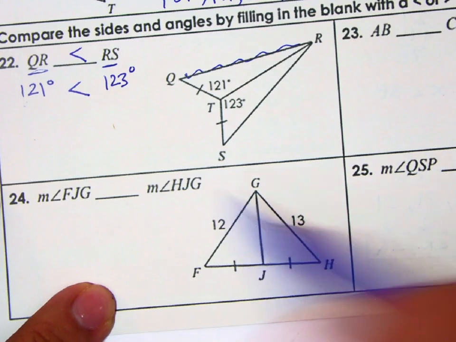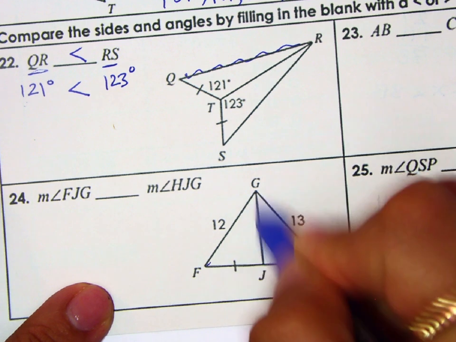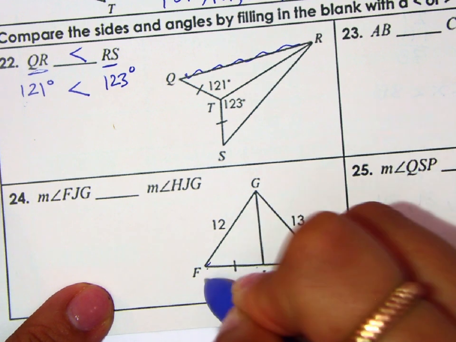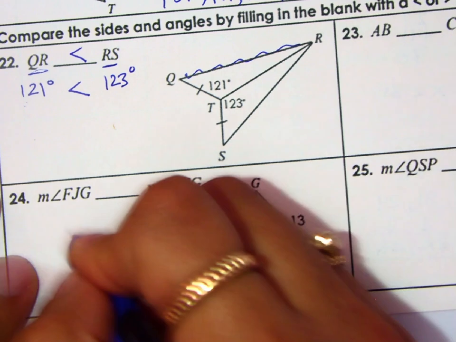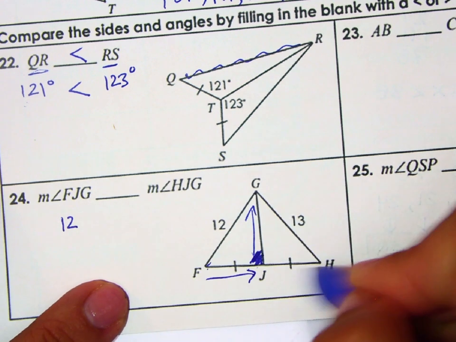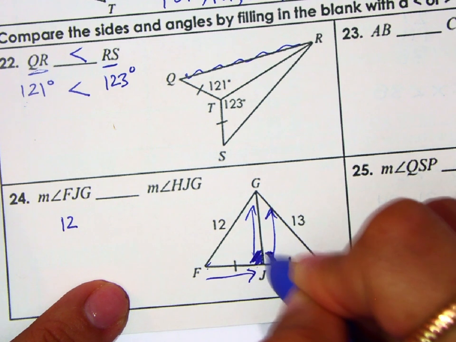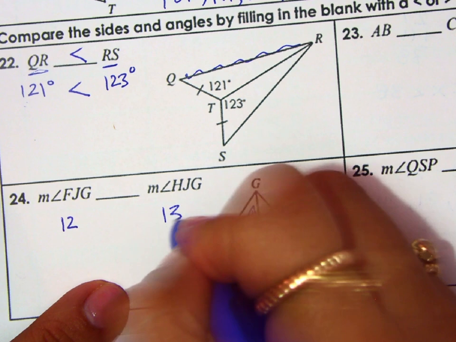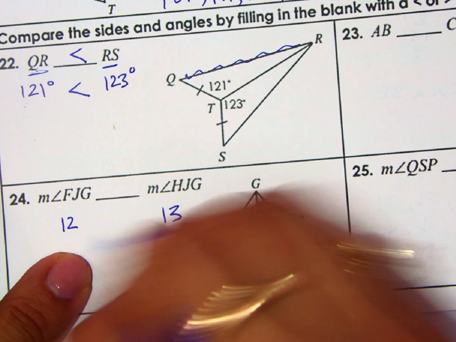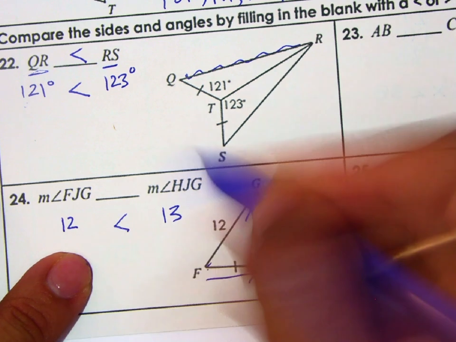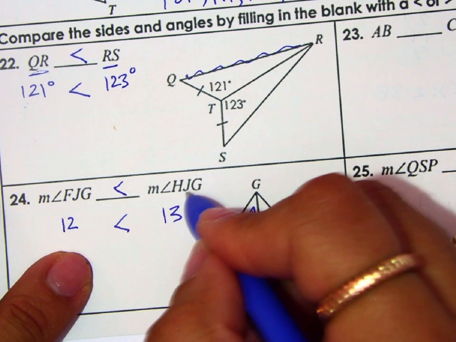This one, it's saying angle FJG. So this way and then that way. So that creates this angle right here. And across from that is 12. HJG. So it's this angle. And across from that is 13. So even though they look like 90 degrees, don't assume that. They're not equal because 12 is less than 13. So therefore, angle FJG is less than angle HJG.